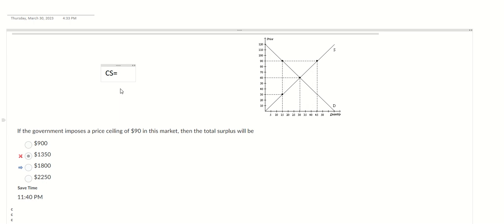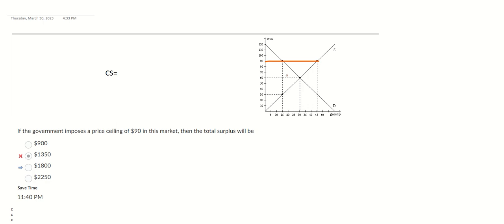Guys, in this reading we'll go over some quizzes on exam 2. So this is from one of your classmates. The question says, if government imposes a price ceiling of 90 in the market, then the total surplus will be how much? Price ceiling, let's draw that. So that will be 90 right here.